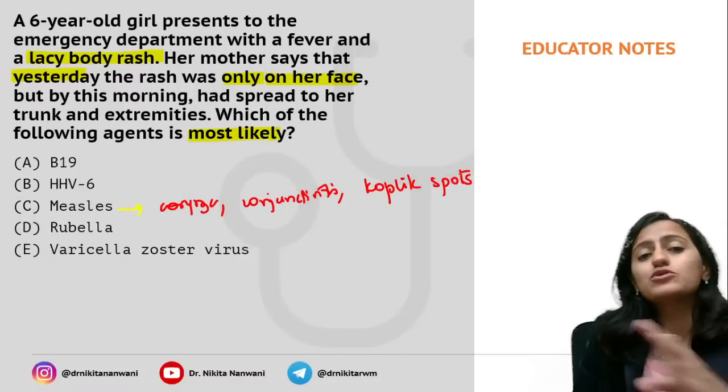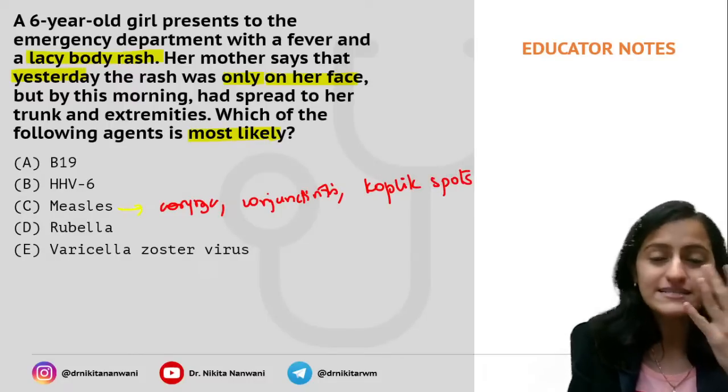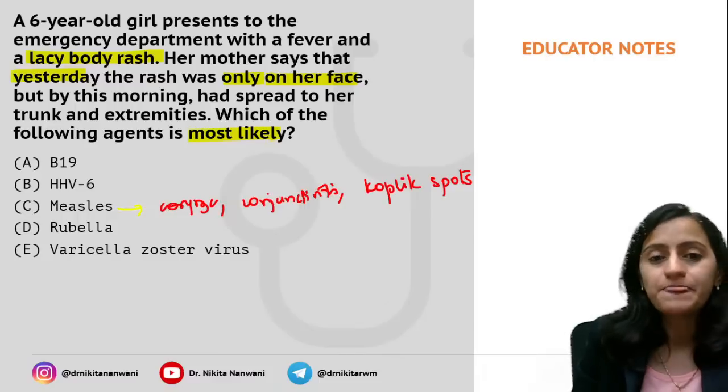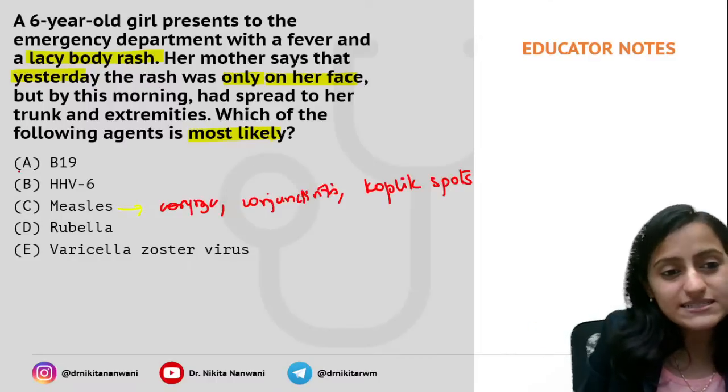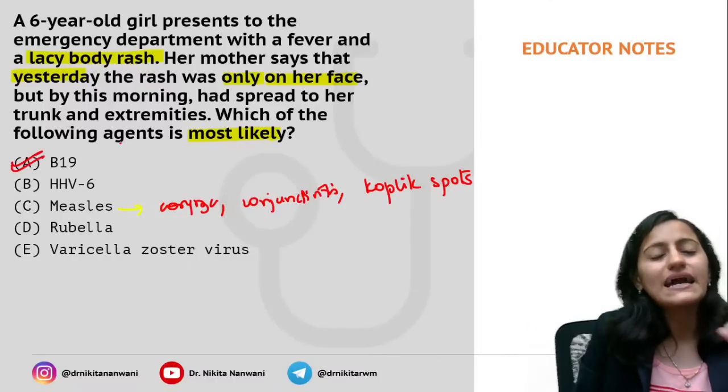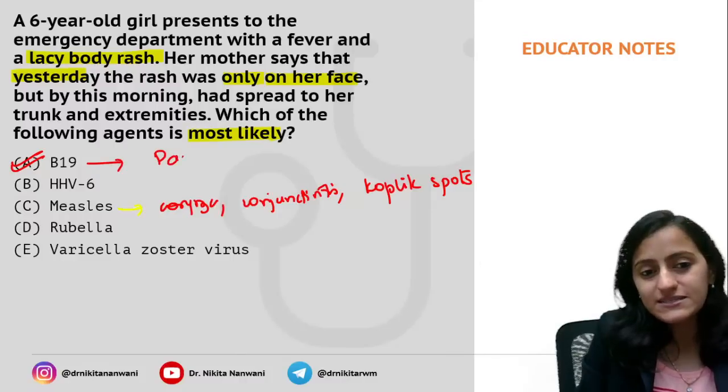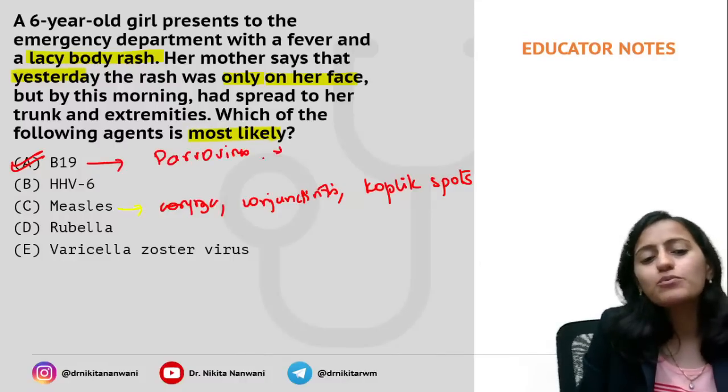Koplik spots will all be there. This is not measles. Here, coryza, cough, conjunctivitis, nothing is given. It's only the rash on the face and fever, and now to the trunk. So this is Parvovirus B19. B19 here is basically your Parvovirus.